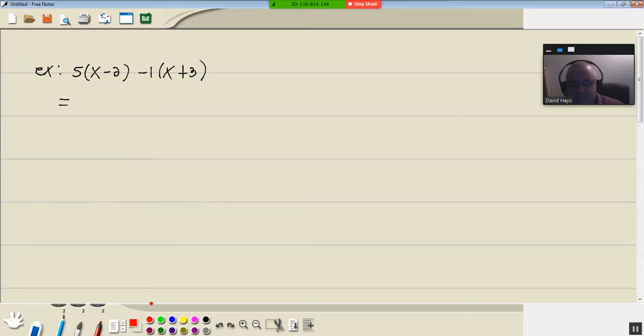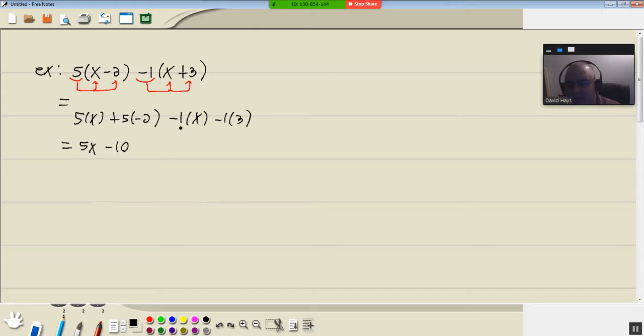Now here, I'd multiply the 5 times x and 5 times negative 2. And I'd take the negative 1 times x and times 3. So we're going to have 5 times x. We'll have 5 times negative 2. We'll have negative 1 times x and negative 1 times 3. So that gives us 5x. 5 times negative 2 is negative 10. Negative 1 times x is negative 1x. Negative 1 times 3 is negative 3.